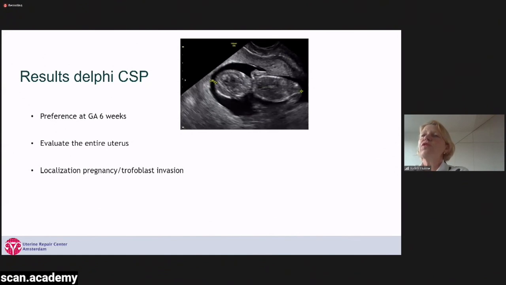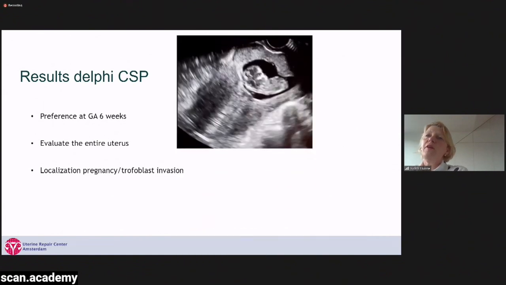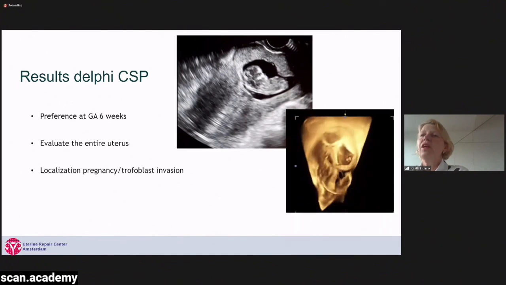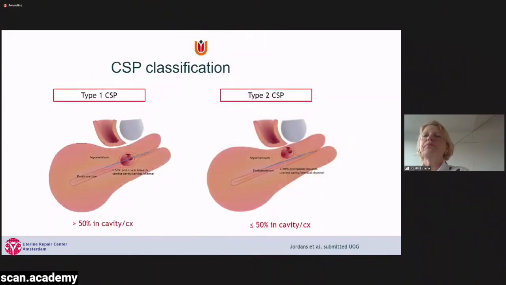This is a patient who was referred to our clinic at the gestational age of 12 weeks. And she had already had a few days of misoprostol induction because it was an undesired pregnancy. She had pain, but without a miscarriage. And then we evaluated, we zoomed out, and it turned out to be a cesarean scar pregnancy. So it's important to evaluate the entire uterus and to focus on the localization of the pregnancy and trophoblast invasion. You can also use, of course, 3D ultrasound, but that's not really obligatory.